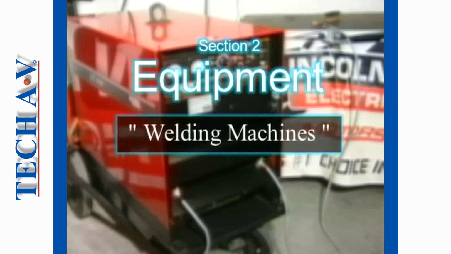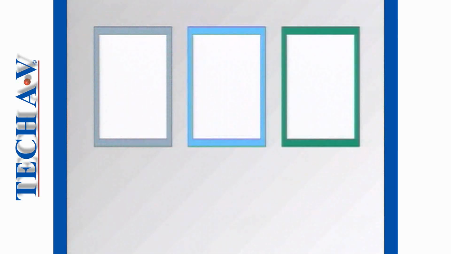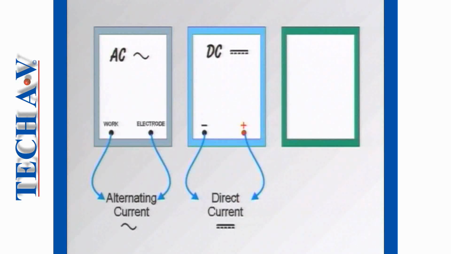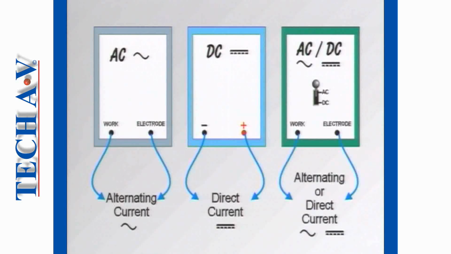Let us now take a closer look at welding equipment, beginning with welding machines. There are three basic types of machine used in SMAW processes, namely AC machines, providing an alternating current to the output, DC machines, providing a direct current at the output, and AC-DC machines, providing both AC and DC outputs.